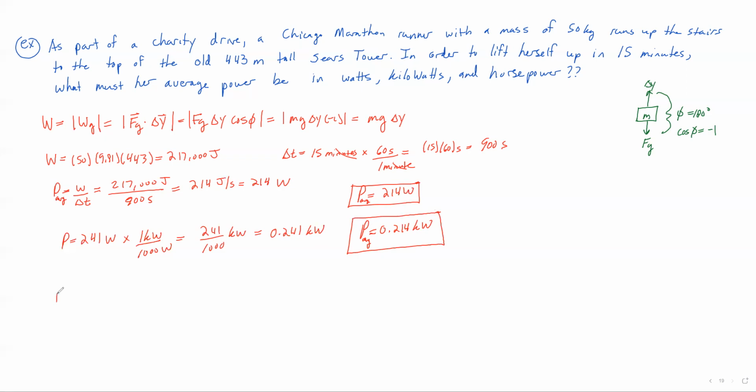And the third one, right? If the power is 241 watts, I want to go to horsepower. Well, there's 1 horsepower over 746 watts, right? Again, the watts cancel. So what I'm going to have then is 241 divided by 746 horsepower. And I worked that out, that's 0.323 horsepower. So my average power will be 0.323 horsepower.